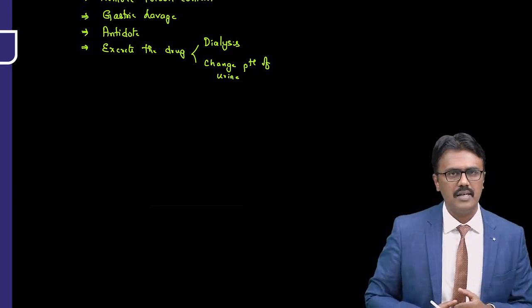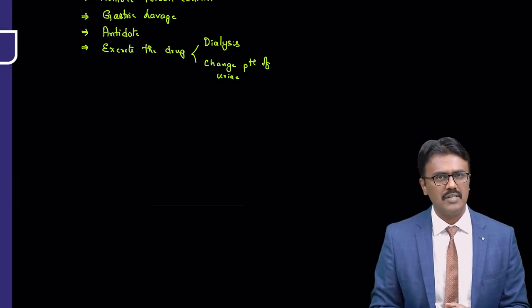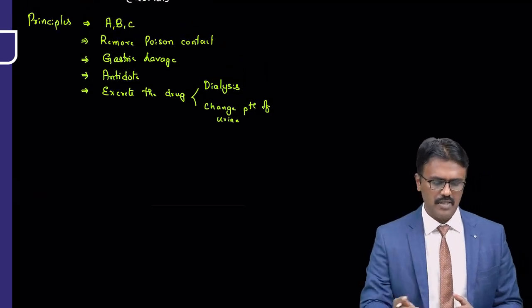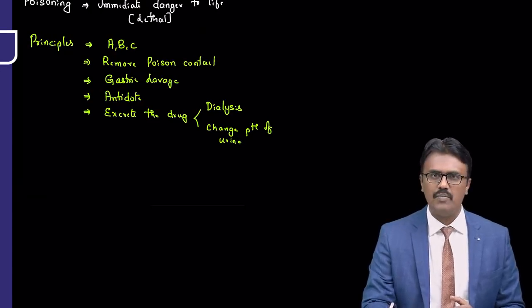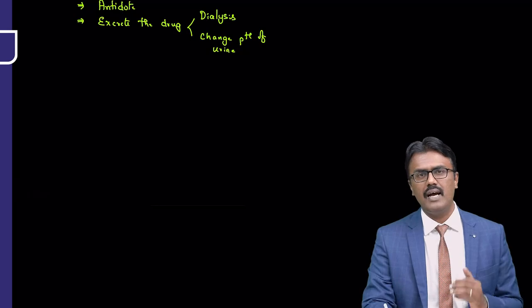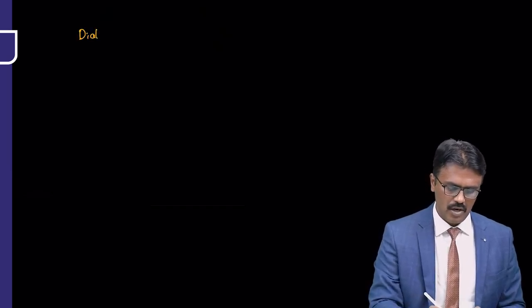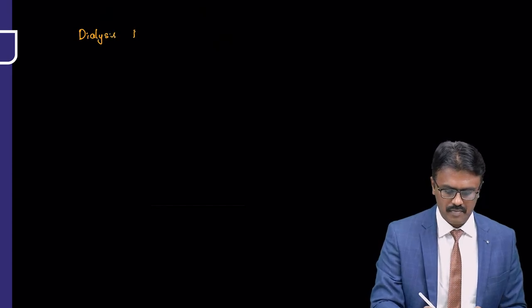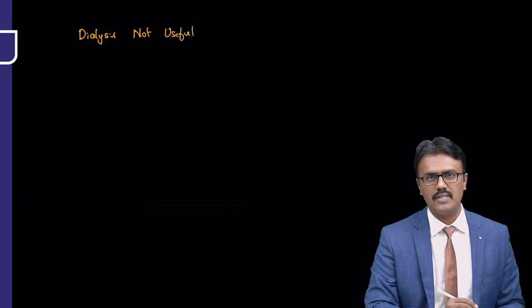If the poisoning is alkaline drug or a basic drug, what do you want to change the pH? Make the urine pH acidic. So these are the basic principles we take care of to manage a case of poisoning. Many a times there are certain poisons where dialysis is not useful. So let us make a list. Dialysis not useful in following poisons.